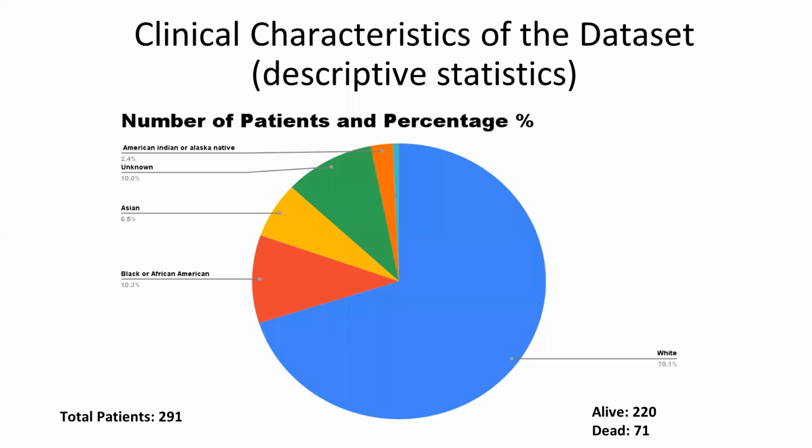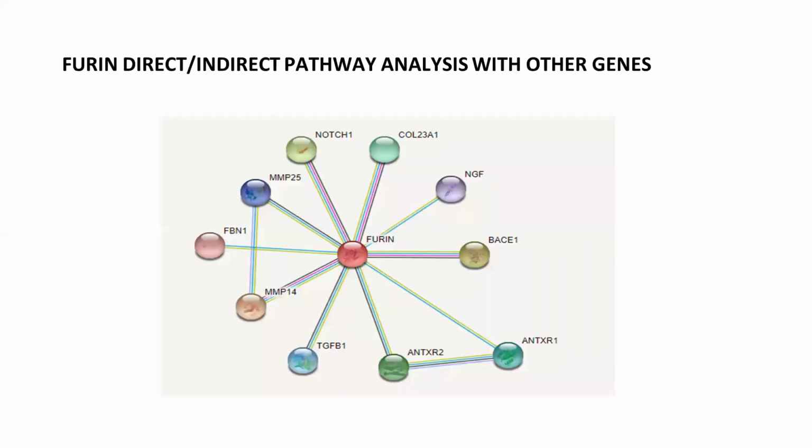When we collected the data set, we had 291 patients, and 230 of them were alive, and 71 of them were dead when the data was collected. Based on the ethnicity of the data collected, 70% of them are white, and 10% were Black or African American, and the rest are being shown. As I said, furin has a direct and indirect pathway analysis with other genes. This diagram shows some of the genes that furin can activate in our body.